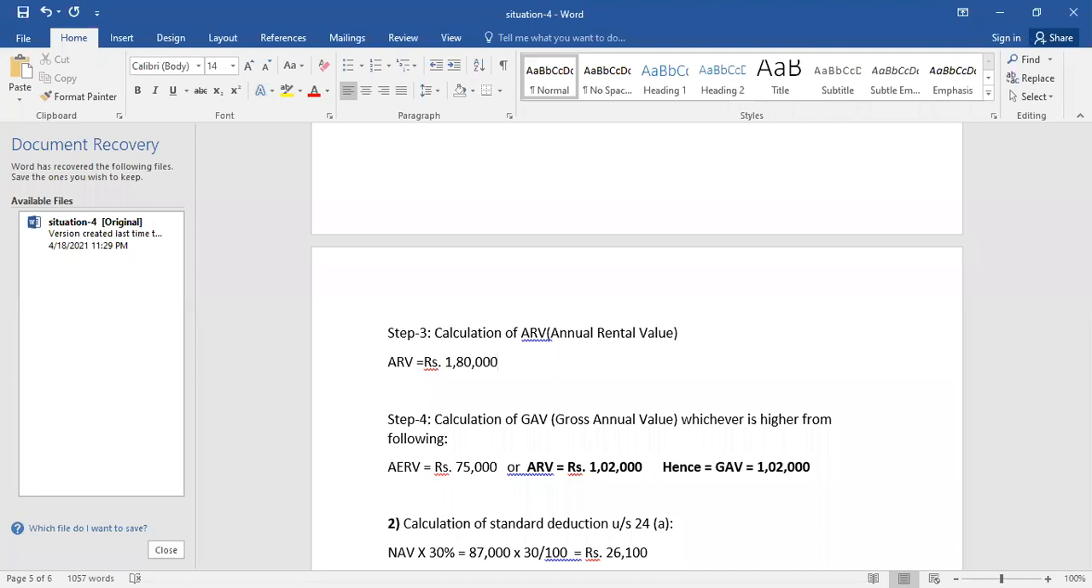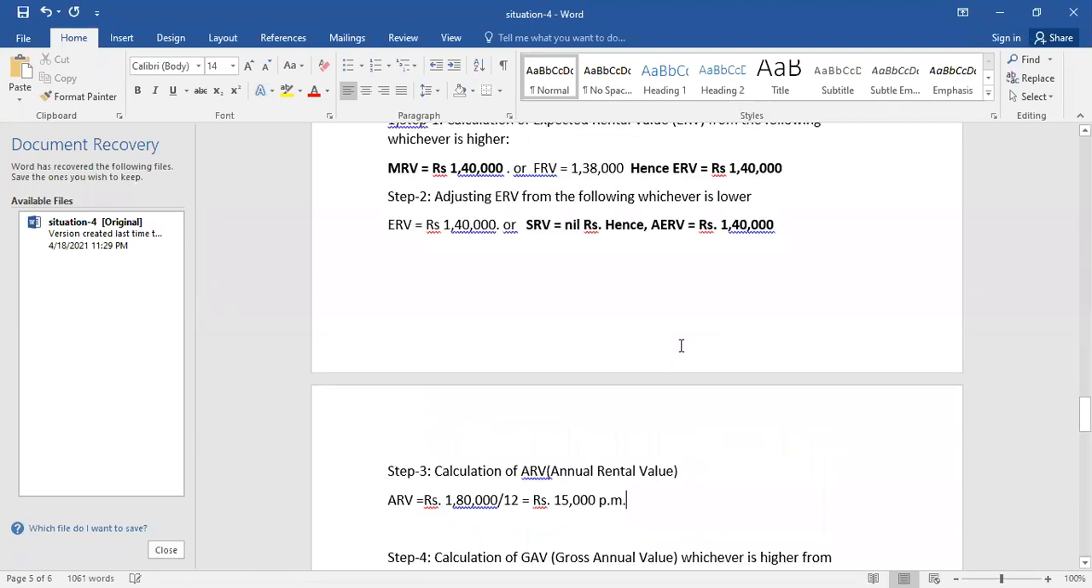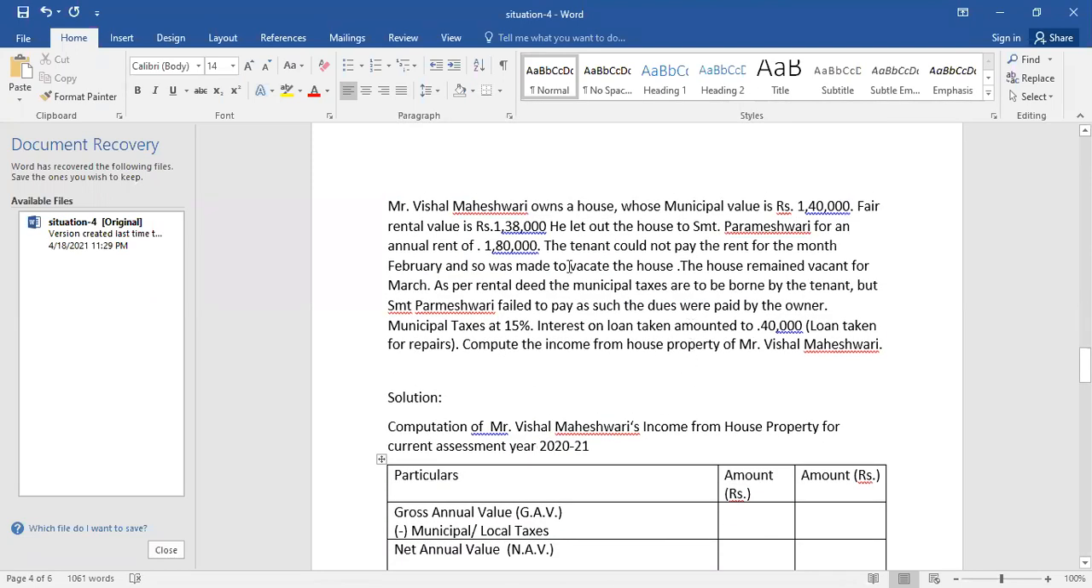1,80,000. This is for 12 months, if I'm not wrong. Yes, sir, for 12 months. So per month it is coming 15,000 per month. Okay. So in this sum, he mentioned that the tenant could not pay the rent for the month of February, and so he made him vacate the house, and the house remained vacant for March also. So there was 1 month unrealized rent, 1 month there was a vacancy, correct?